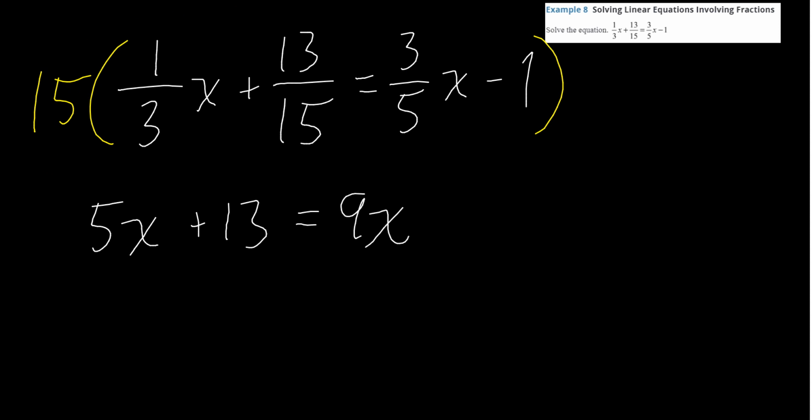And then we do the last one here. It's just 15. 15 times negative 1 is negative 15. Okay. And that's it. And then it just becomes a problem that we have seen before.